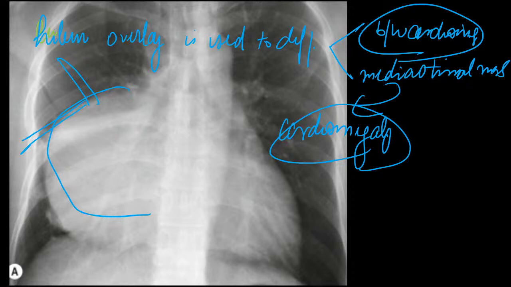So what will happen? Can you guys appreciate? These are the vessels that can be seen through the mass. That is why this was the case of mediastinal mass. Are we clear? If we are clear, just give me a thumbs up. Are we guys clear?